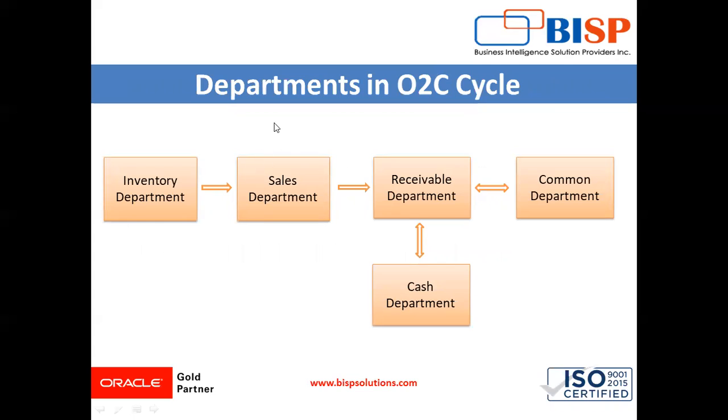So let's start with the departments in the order to cash cycle. Let's say you have a business of selling mobiles and you receive an order to ship 1000 mobiles to your customer. The first step you will do is check in your system whether the quantity or stock is available in your system. If you have only 500 quantity, then we create a sales order. All the sales related activity we perform in the sales department.